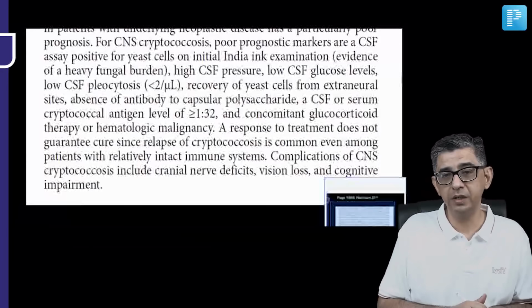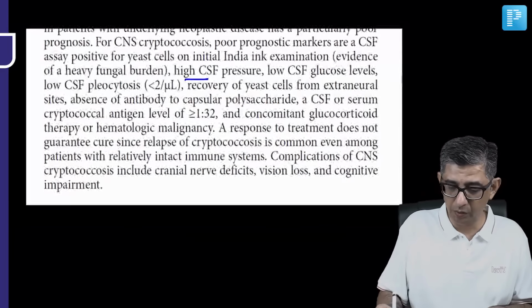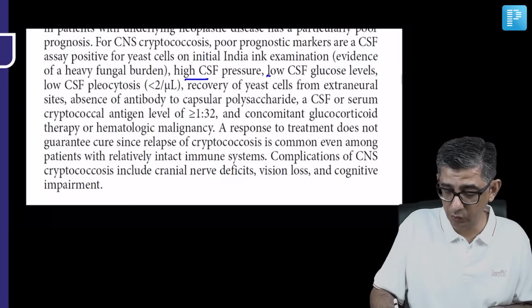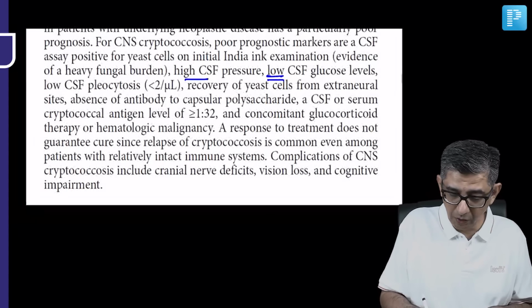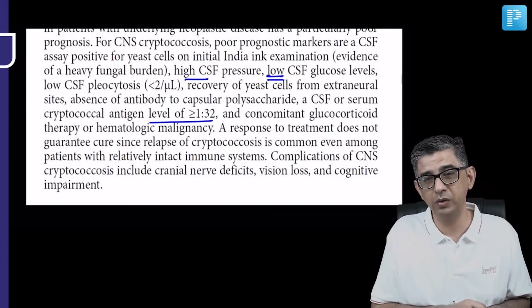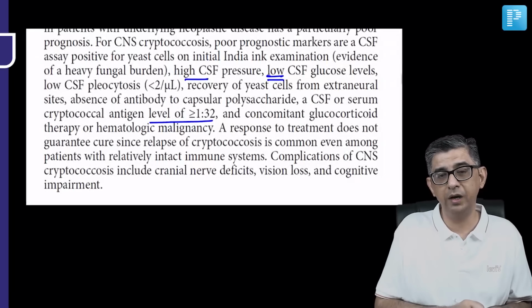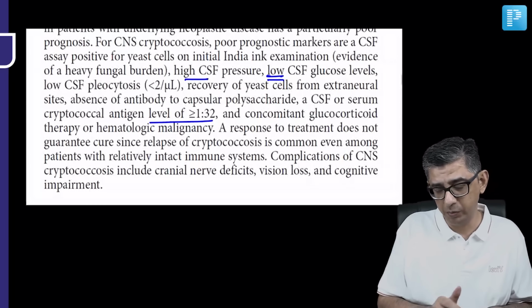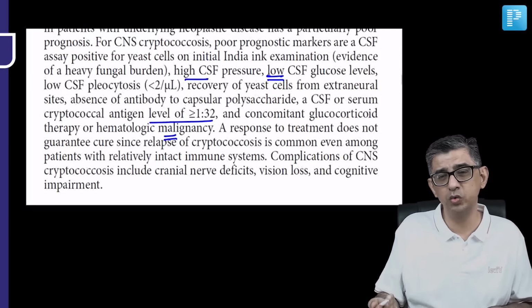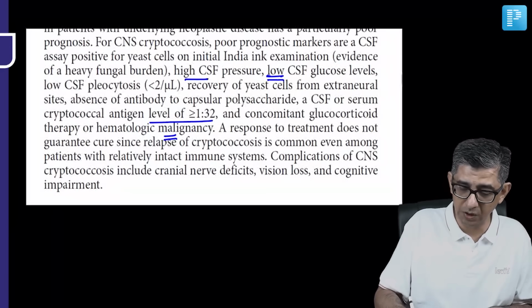It is mentioned in Harrison that if you encounter high CSF pressure, pleocytosis, low CSF sugar, which in our case was normal, and the titer of antigen being more than 1:32. Thus, I'm talking about cryptococcal antigen. Then cryptococcal antigen in the CSF more than 1:32 dilution, along with possible hematological malignancy or usage of steroids in an individual, are all basically poor prognostic markers.